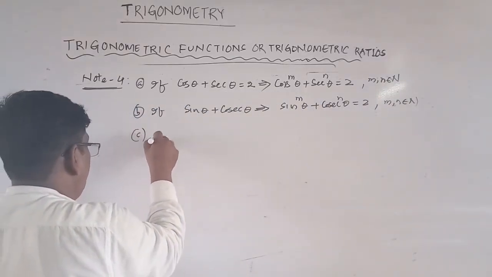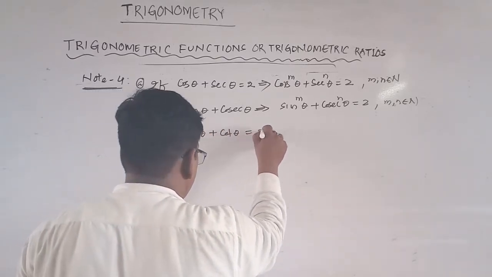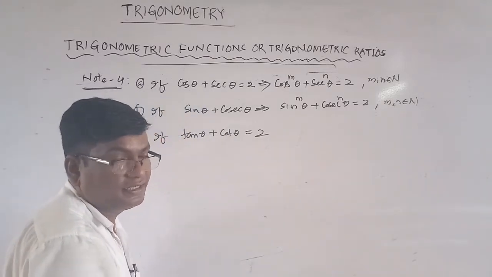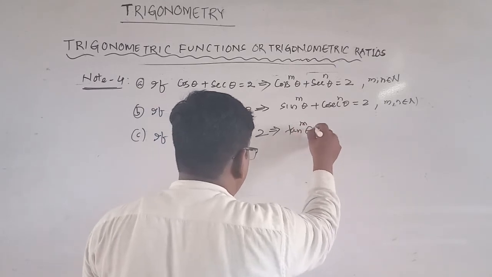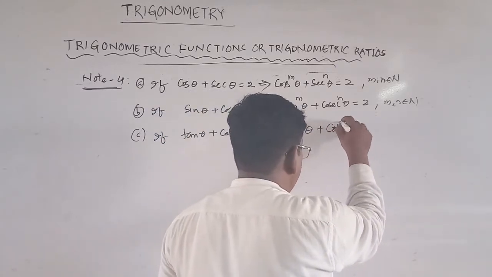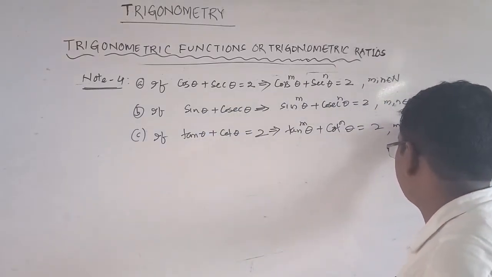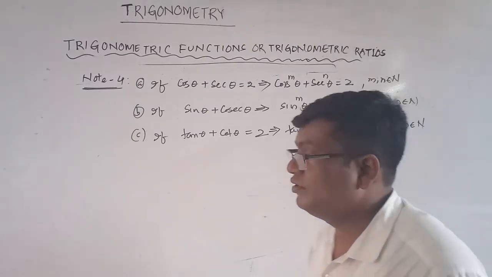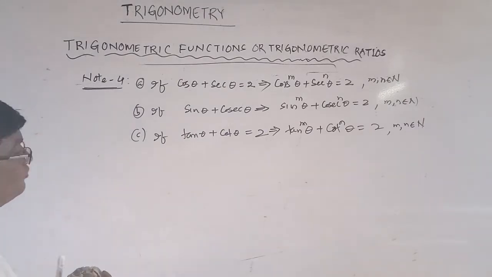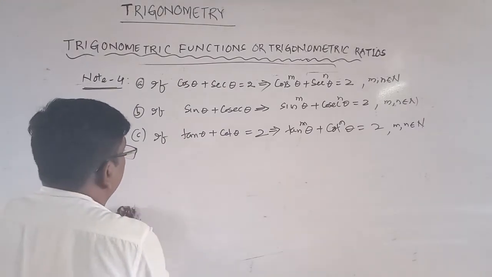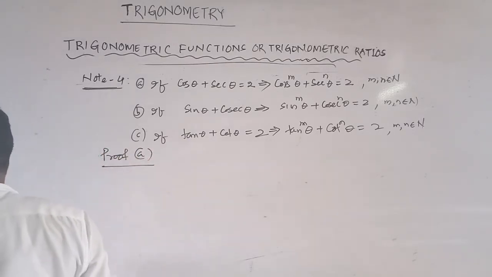If tan theta plus cot theta is equal to 2, it implies tan m theta plus cot n theta is equal to 2, where m, n belong to N. Now the proof. Proof for 1. Proof of A.